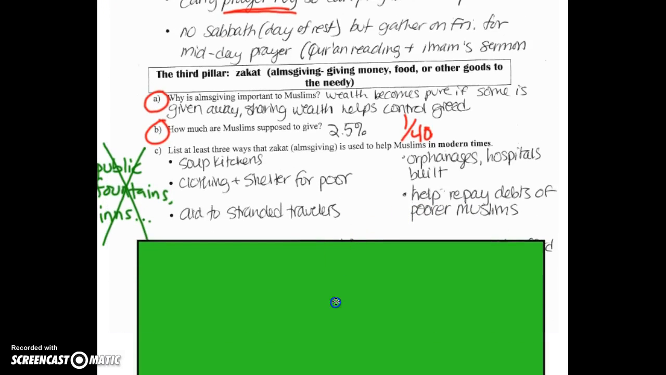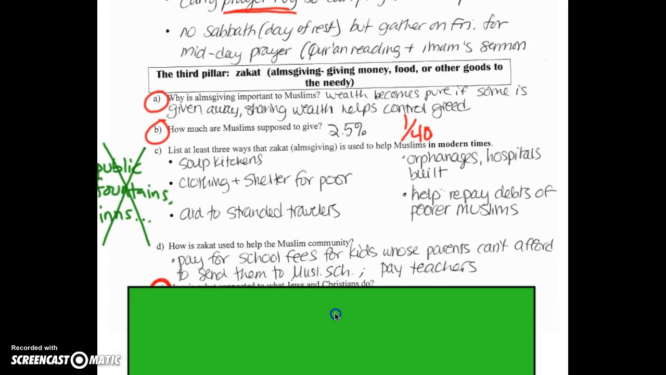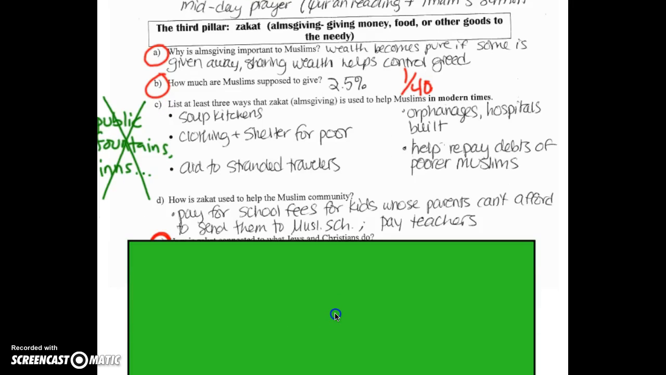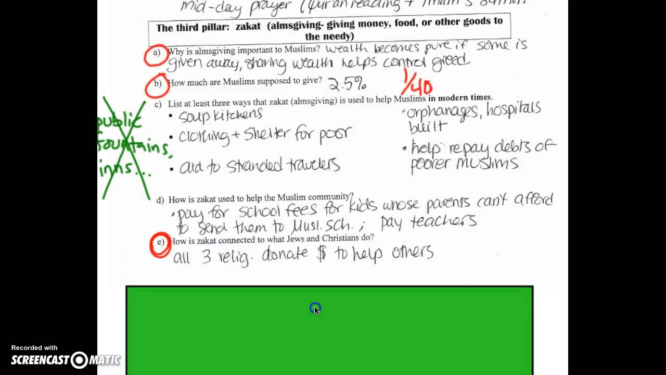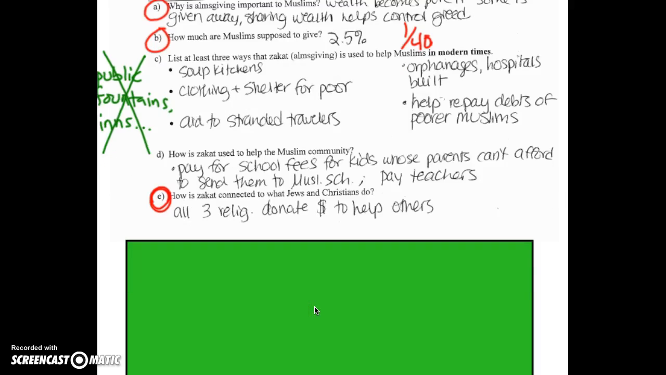All right, so more on the third pillar. Does zakat help the Muslim community? That's listed in part D. And if you had trouble with part E, fix your answer. And all three religions have people donating to those who need it. So that's the connection. Well, one of the connections, but the connection with zakat, the third pillar.